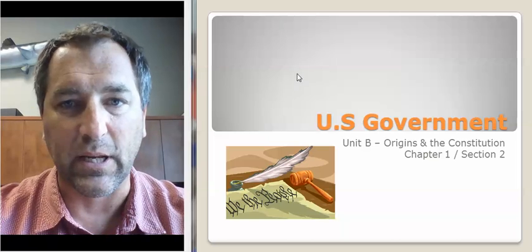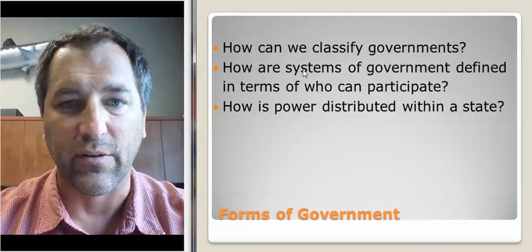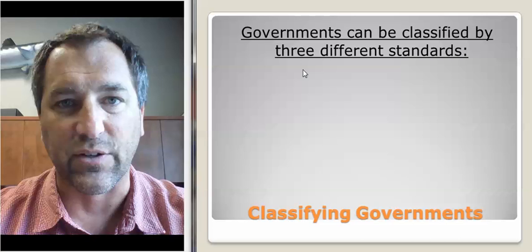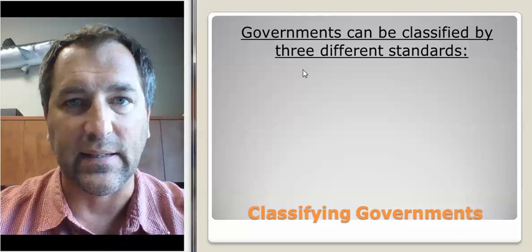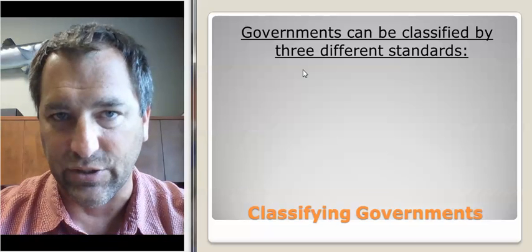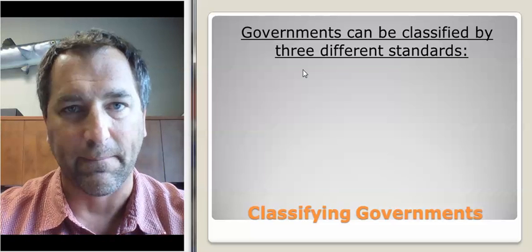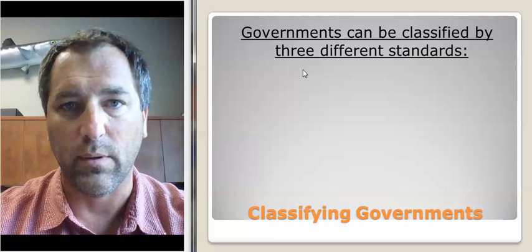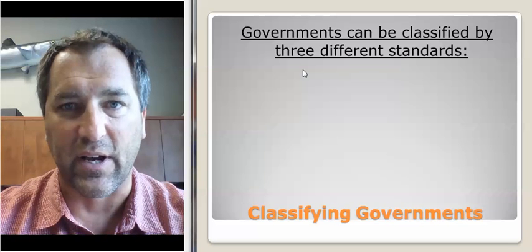So let's begin today then by looking at how do we classify forms of government. We're going to ask basically three questions on classifying. Similar to the way you would classify, say, types of animals in a biology class, you would ask basic questions to help classify. Like, does it have a vertebrae? Yes or no? Is it warm or cold-blooded? Different questions to help you classify forms of government will also be asked.